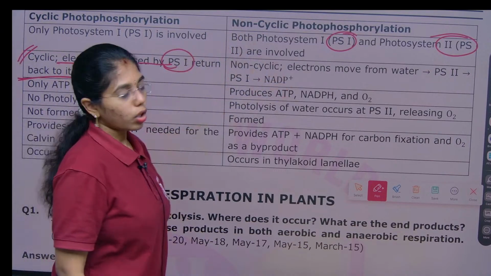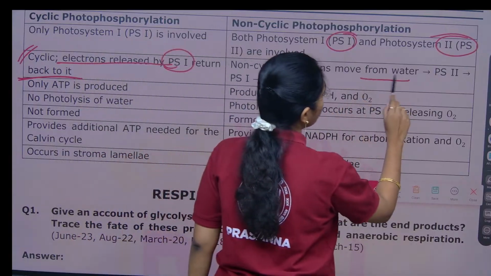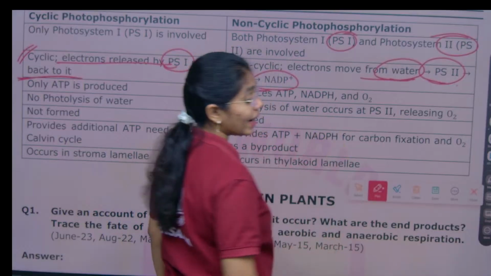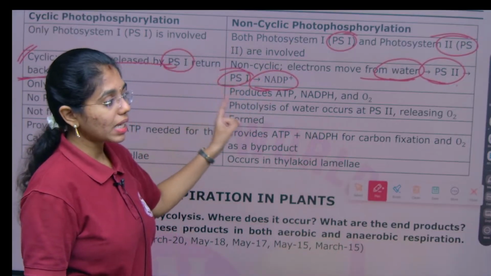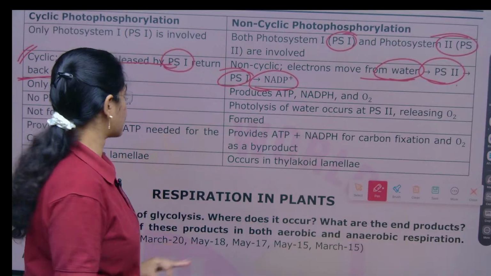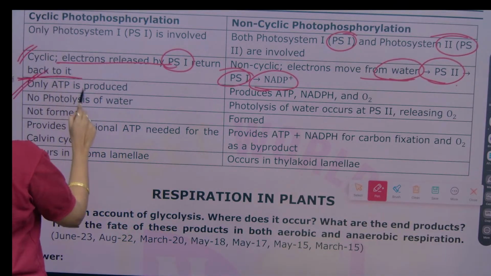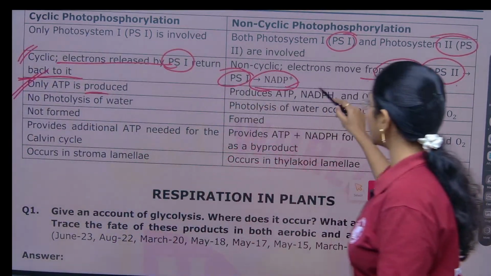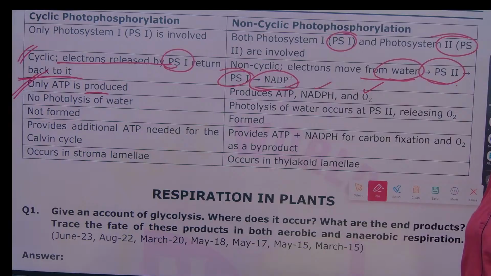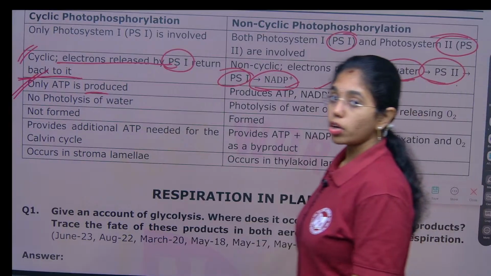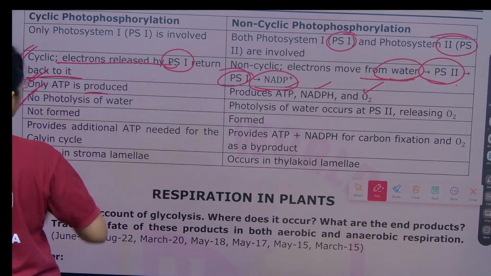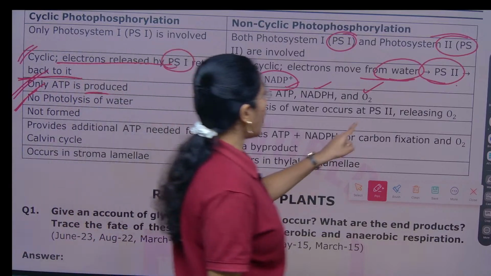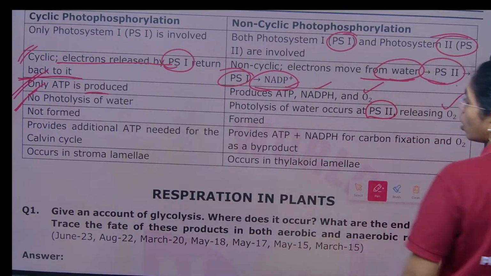In non-cyclic photophosphorylation, electrons move from water to PS2 and then to PS1 and then to NADP+, where NADP+ is the ultimate electron acceptor. In cyclic, only ATP is produced. In non-cyclic photophosphorylation, ATP, NADPH and oxygen are evolved. In cyclic photophosphorylation, there is no photolysis of water. In non-cyclic, photolysis of water occurs at PS2 releasing oxygen.